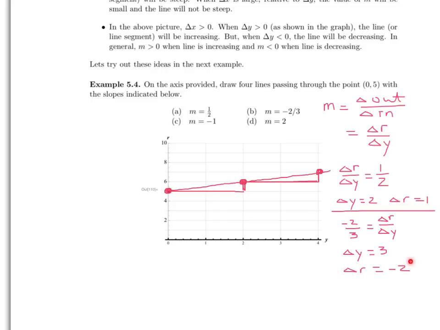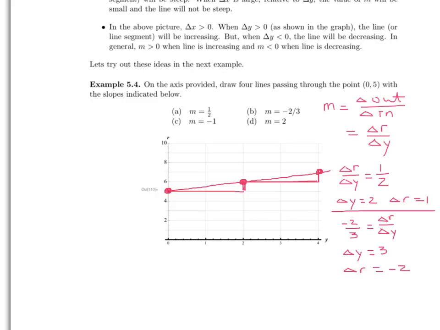So for this line here, every time we increase y by 3 units, we have to decrease. How do I know decrease? It's because this change is negative. Anytime a change is negative, you have a decrease. Anytime we increase y by 3 units, we have to decrease r by 2. So let's see how that plays out.